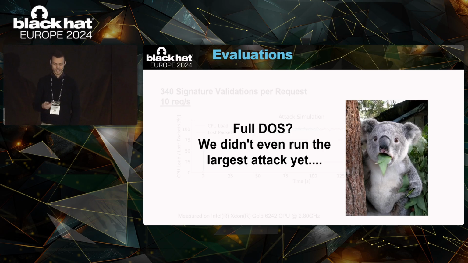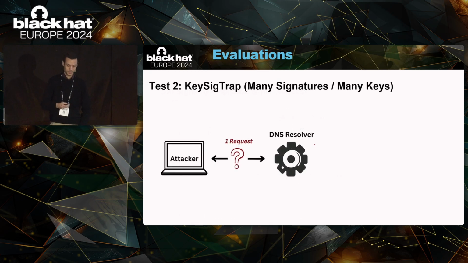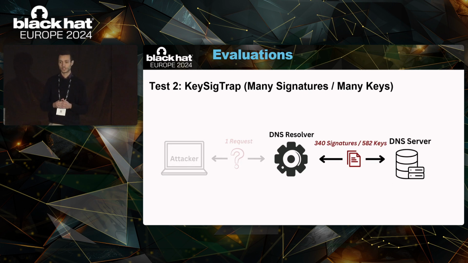So since this is Black Hat, we of course brought something worse, which is the biggest attack that we have, which we called KeyTrap. This attack now exploits many signatures and many keys. The setup is very similar to the previous setup, with one important distinction. Instead of sending 10 requests per second, we now just send one single request. And that is not per second, it's just one request. And then the same thing happens. Unbound will have to go to our DNS server to resolve this single request. And in the zone, we now have, again, the 340 signatures, but we also have 582 keys. And they all have colliding key tags.